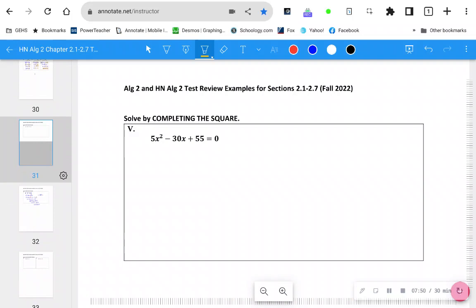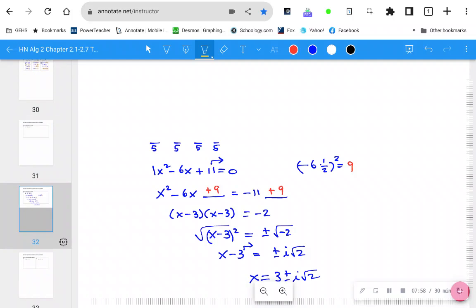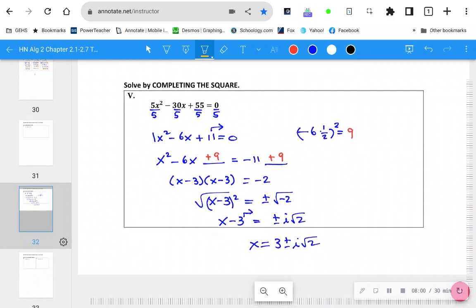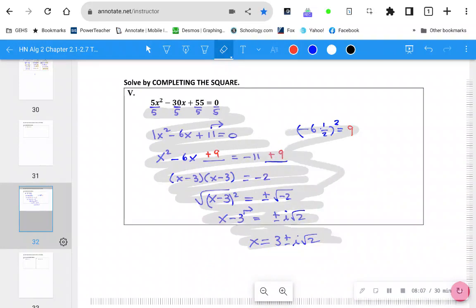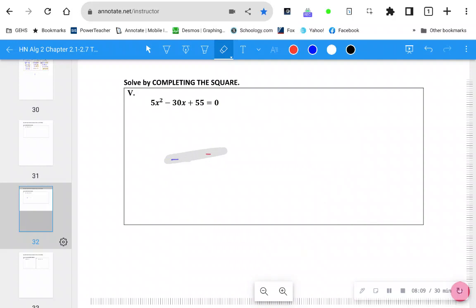Okay, pause and see if you can complete the square to solve this one. Okay, I think I'm going to take you from top down on this one. So let me erase everything that's here. Take you through it step by step here. All right. First thing you got to do is make sure you end up with a 1 in front of the x squared. So you got to divide everything here by 5.